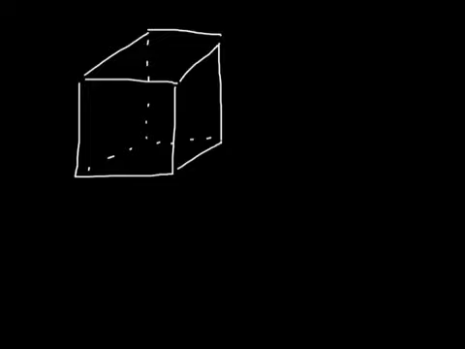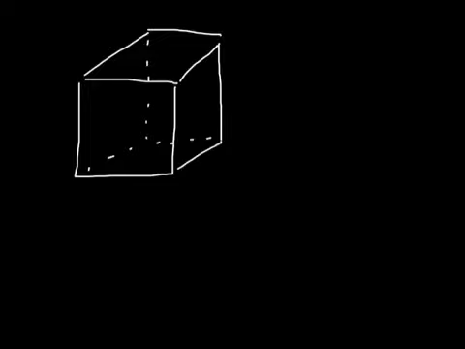And the reason we do that is because if this is centimeters, and that's centimeters, and that's centimeters, volume is timesing all three of those things together. So you end up with centimeters times centimeters times centimeters, centimeters cubed.